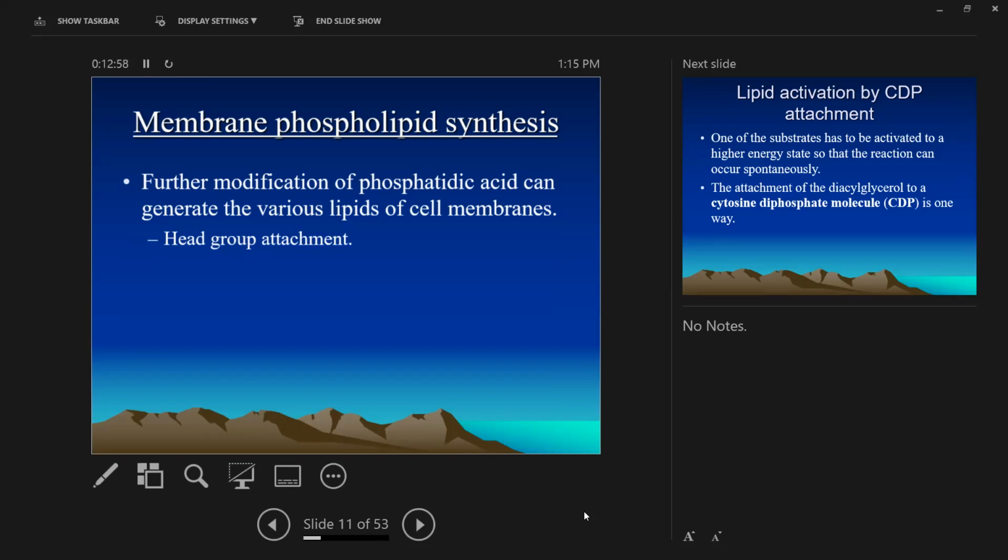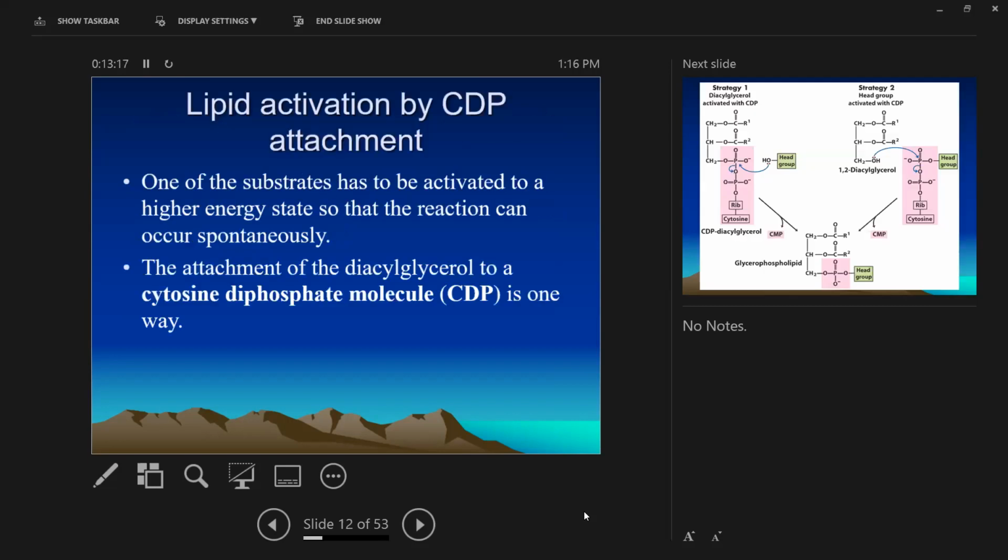Okay. So the different types of phospholipids will depend upon the identity of the head group you put on them. The phospholipids will be named according to the head group. So head group attachment determines the various types of phospholipids. The substrate for sugar attachment was UDP-sugar. In lipids, it's CDP-lipid. This is your carrier for lipid. Notice once again, we're using a nucleotide to activate the molecule.